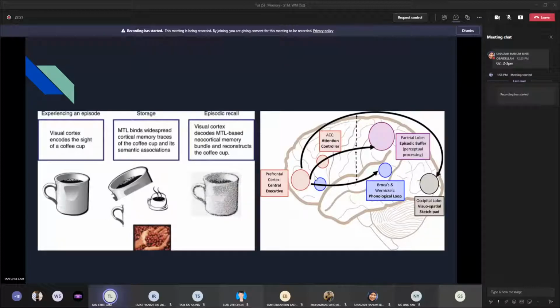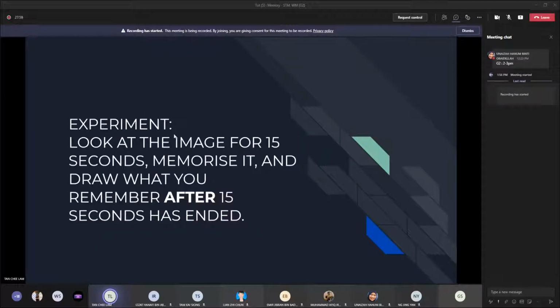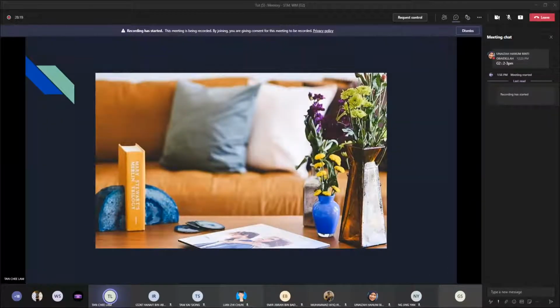So these are our brains, and the visual spatial sketchpad is located at the back of our brain. Then this is the experiment that we did. I think we can have an interaction: you all can look at the image for 50 seconds, memorize it, and then draw what you remember after 15 seconds has ended. So let's start. You can see through all the characteristics and details of the image and try to memorize it in your brain.